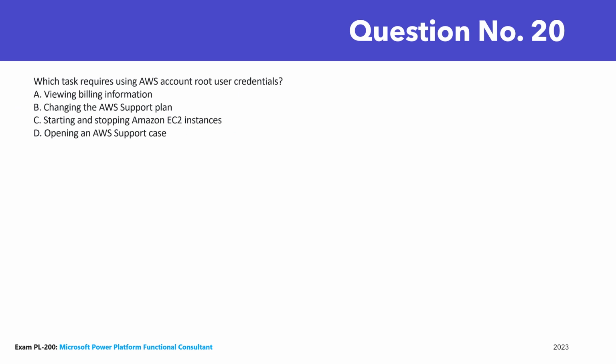Which task requires using AWS account root user credentials? A. Viewing billing information. B. Changing the AWS support plan. C. Starting and stopping Amazon EC2 instances. D. Opening an AWS support case.